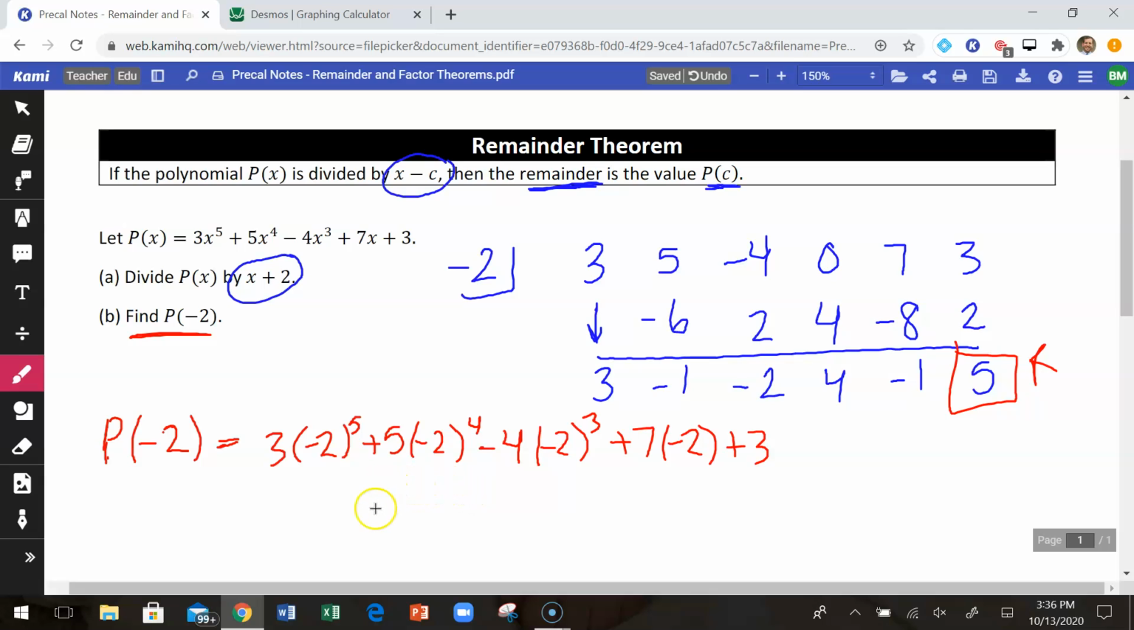So the remainder theorem says that instead of plugging in negative 2 into the function, I can do synthetic division with negative 2, and my remainder is what I would get if I plugged that number into the function. So synthetic division, in my opinion, is much easier than working this out by hand. So if I know I want to find p of negative 2, I can just do synthetic division with negative 2 really quickly, get my remainder, and that is what my answer would be.